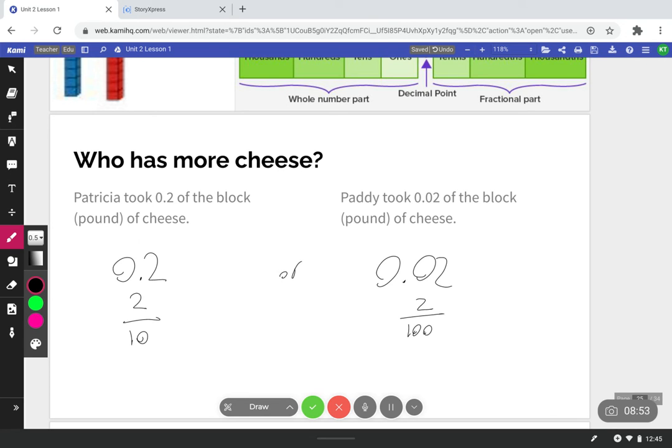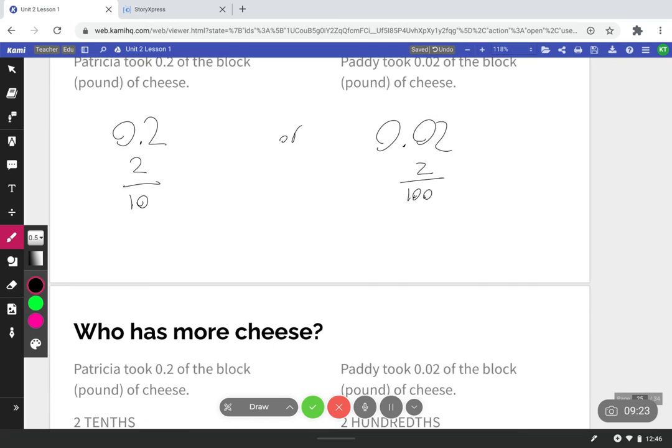So this kind of goes back to my LeBron James shoot off. Yeah, LeBron James made 9, and I made 9, but he made 9 out of 10. I made 9 out of 100. That's the same thing here. Patricia and Patty, they both took 2, but Patricia took 2 out of 10. Patty took 2 out of 100. So Patricia has more cheese.